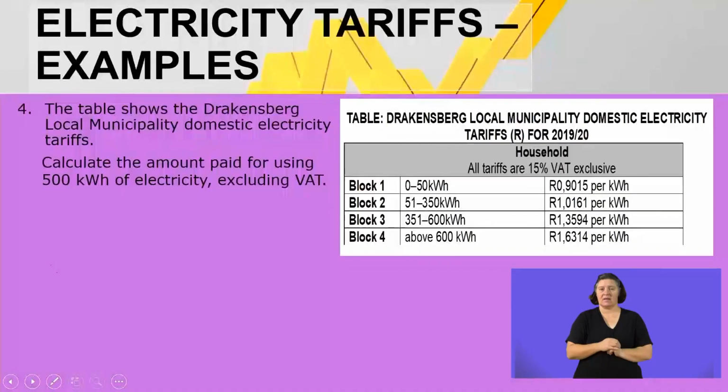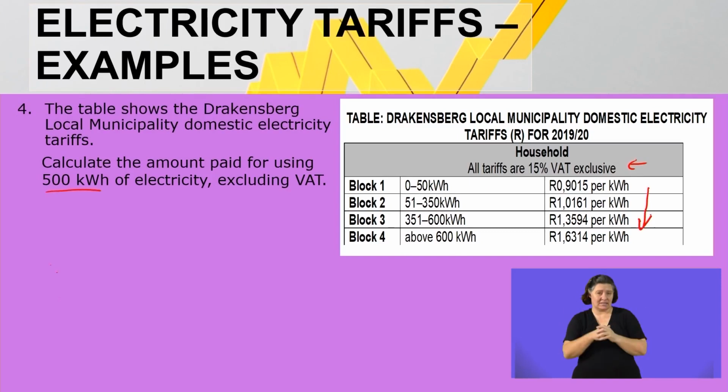All right, guys, let's quickly look at one last example. I'm saying here, number 4, the table shows the Drakensberg local municipality domestic electricity tariffs. Calculate the amount paid for using 500 kilowatt hours of electricity. Now here you can see also all tariffs are 15% exclusive of VAT. Then we work in blocks. So what happens here with the rate? As you can see, the more kilowatt hours you use, the more expensive the rate becomes.